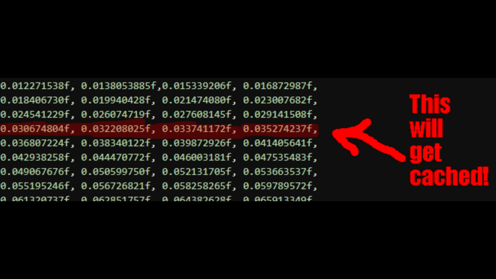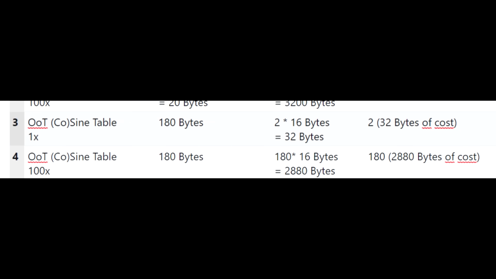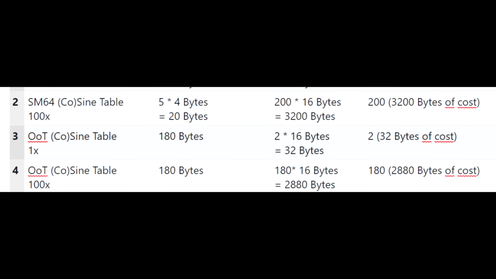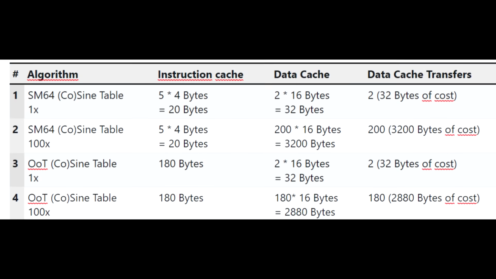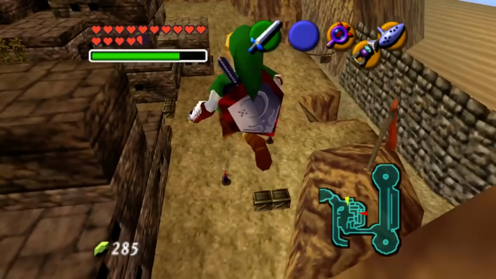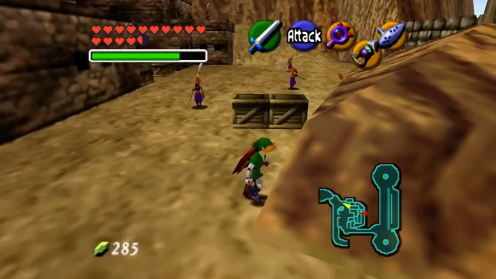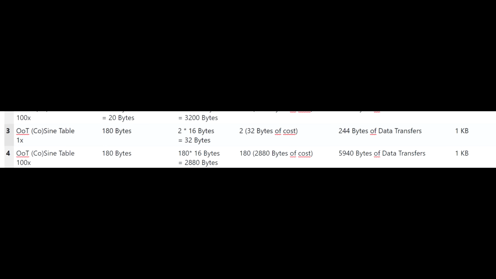I ran some simulations and I found that after 100 sine and 100 cosine values, we've typically only caused 180 separate data cache transfers. Of course, in a real game scenario, some of these cached values will be invalidated and some angles will be more common than others. But for the sake of our discussion, this approximation should suffice. Using the same cost analysis we did earlier, in terms of data transfer, we're looking at 180 times 32 plus an additional 180.